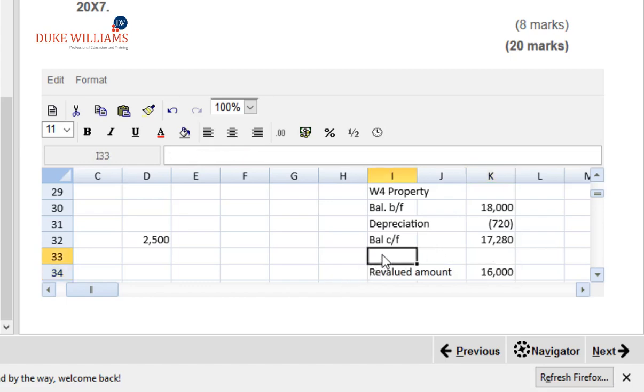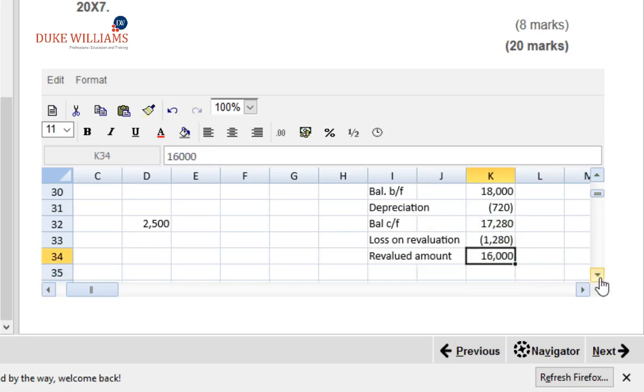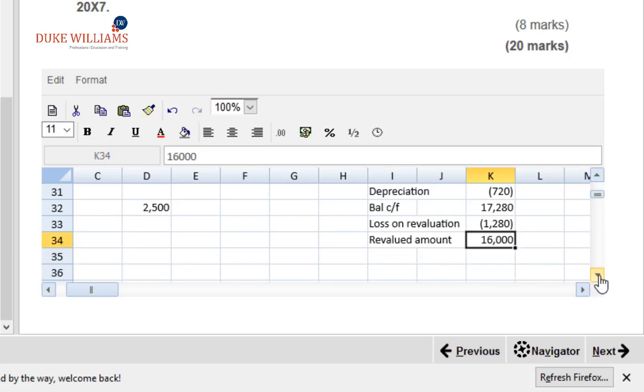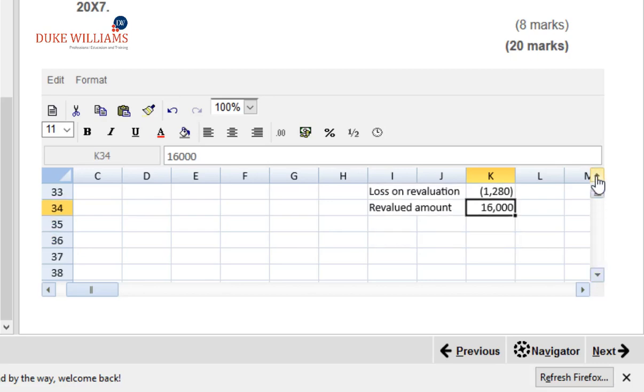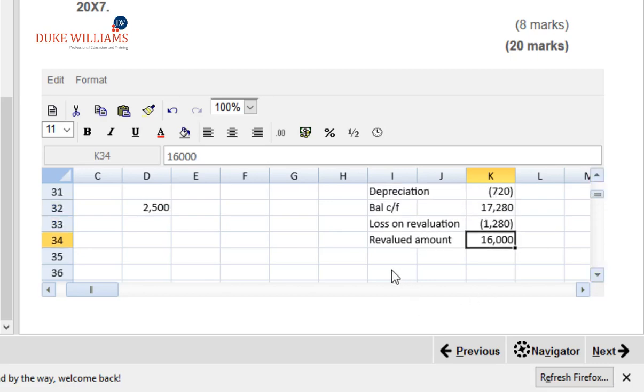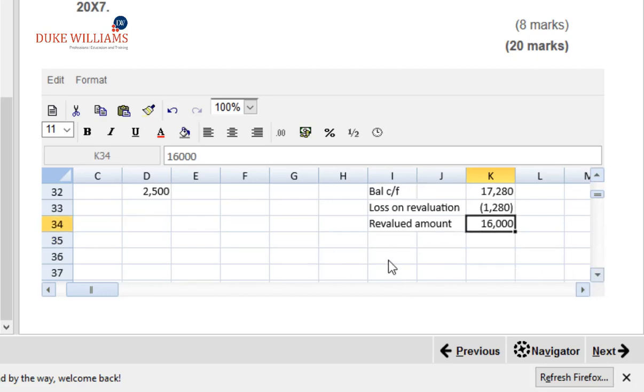Clearly there's a loss on revaluation, because the balance has gone down. So this loss would be this minus this. There we have it. Now this loss, because we had a balance in the statement of changes in equity, which was a revaluation surplus, we have to split it so that the excess can be debited to P&L, and that would have reduced the profit.